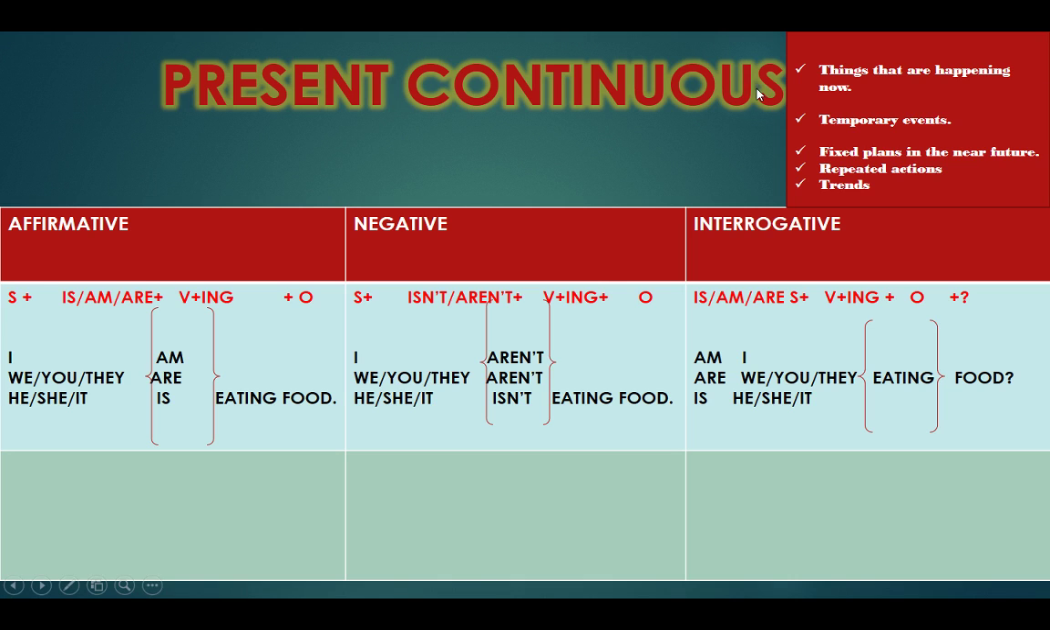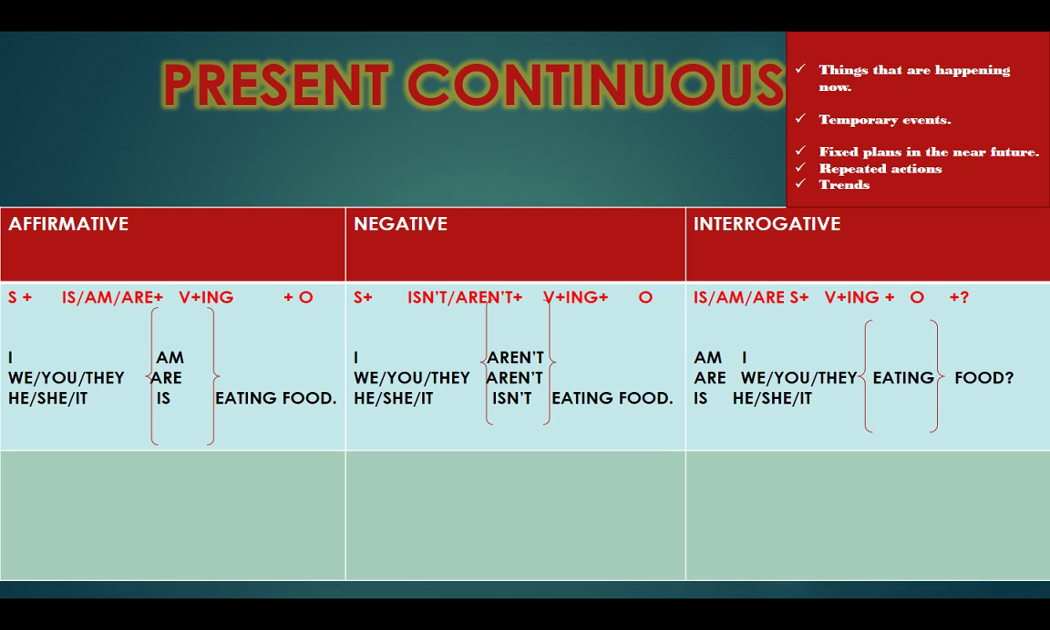Number two, temporary events. A temporary event is something that is going to happen temporarily, not continuously or permanently. For example, I'm learning French these days. You get it, right? This is not going to happen permanently forever. I'm just going to do it for some time, and then I'm going to leave it. So this is called a temporary event.